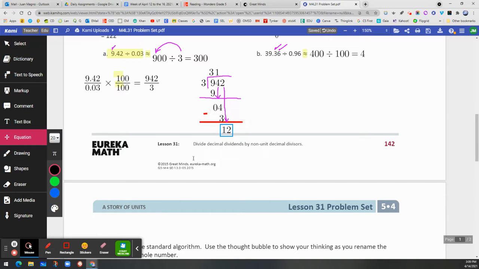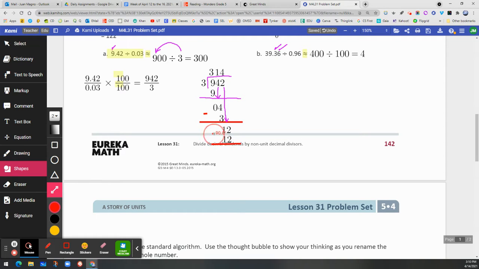So we have now 12. And the next logical question that you ask yourself again is, how many groups of 3s can I make out of these 12? If I count 3, 6, 9, 12 on my fingers, I have 4 fingers. So the answer is 4. 4 times 3 equals 12. So we're going to write the 12 below the 12, and it becomes a subtraction. The 12 and 12 cancel each other out, and we have the answer to our division.